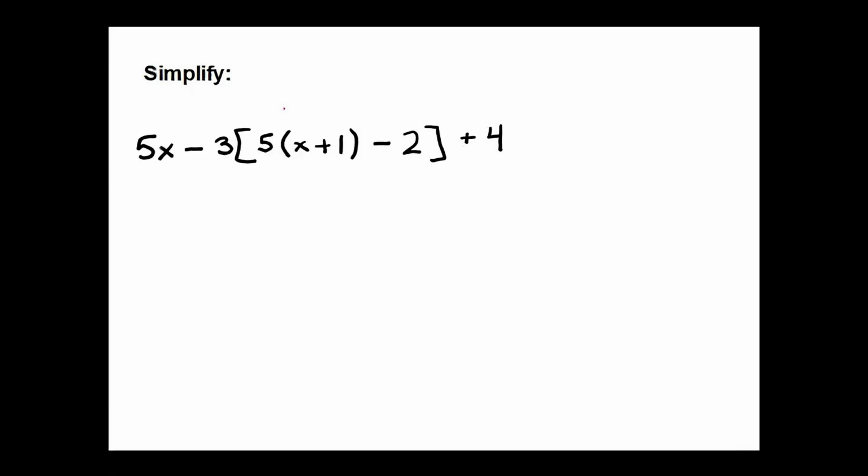Let's look at simplifying an example that has nested grouping symbols. You will start at the innermost set, and there's nothing that you can do inside, so to get the parentheses off, you will distribute the 5. And that will give us 5 times x is 5x. 5 times 1 gives us +5. Parentheses comes off, and bring down the rest.